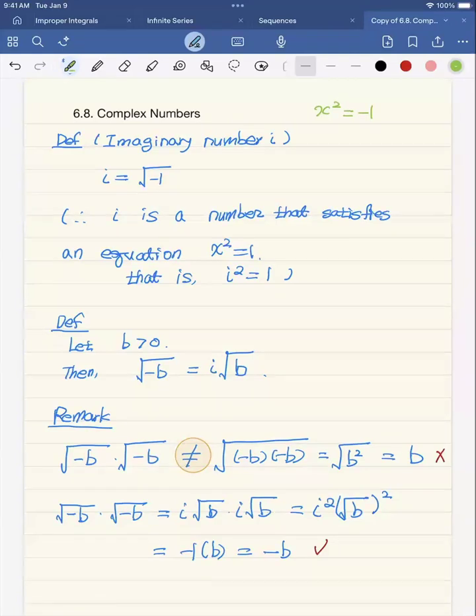However, by inventing the complex numbers, we can solve this problem. The imaginary number i is the number that satisfies this equation. So that's the number which is defined as a number whose square is -1, not a positive number. Another notation for this i is square root of -1.